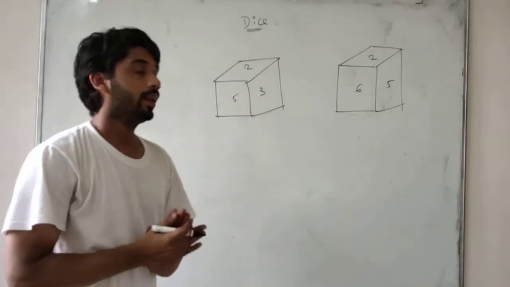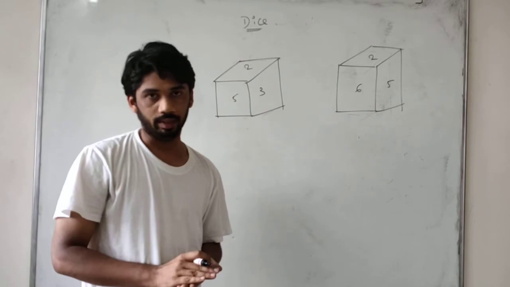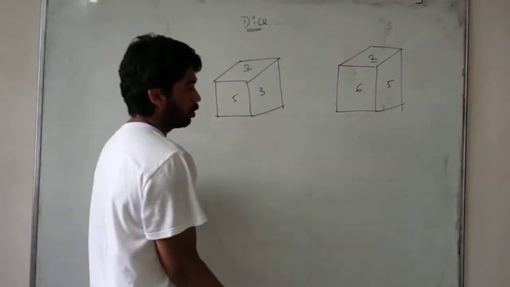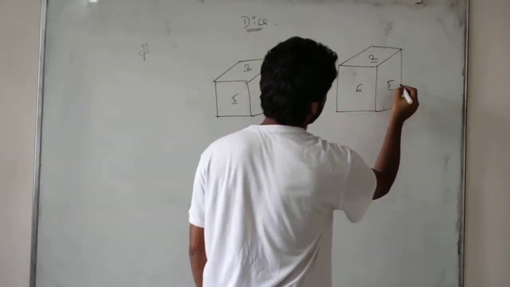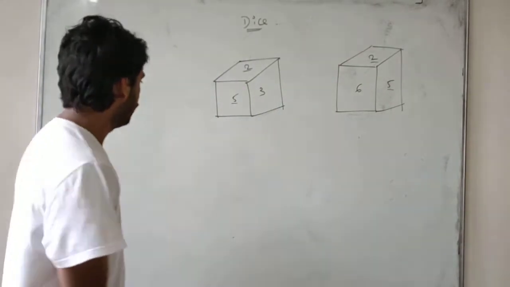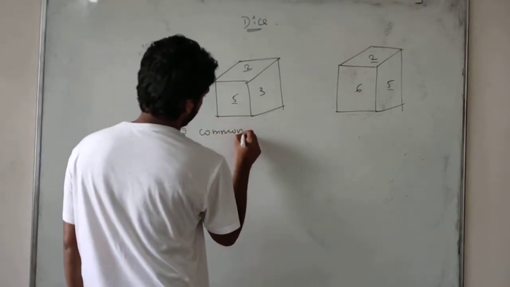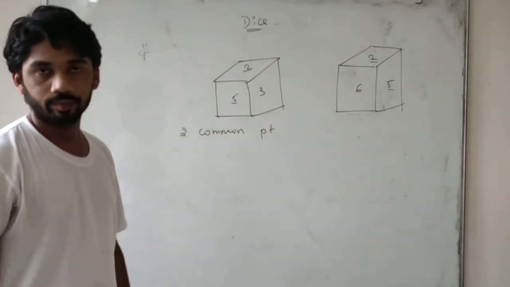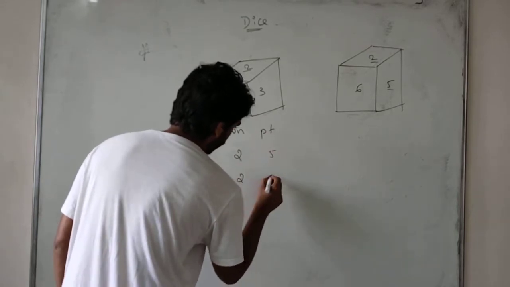Okay students, in this type of question we find that two common points will be there. See here, 2 is there, 2 is there. Next, 3 is not there in the other. Next one, 5, 5. So we are finding two common points in this type of question. Which are they? 2 and 5. Here also 2 and 5.